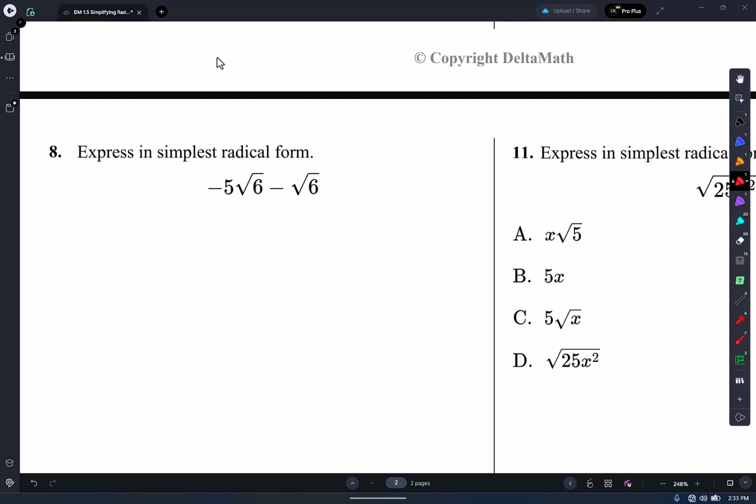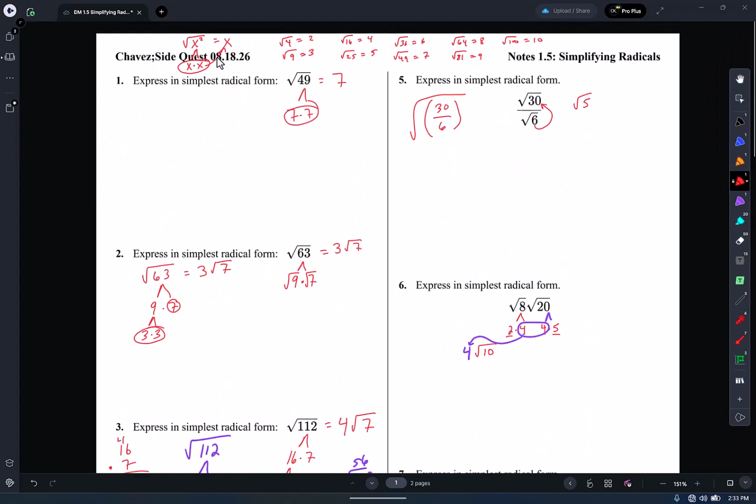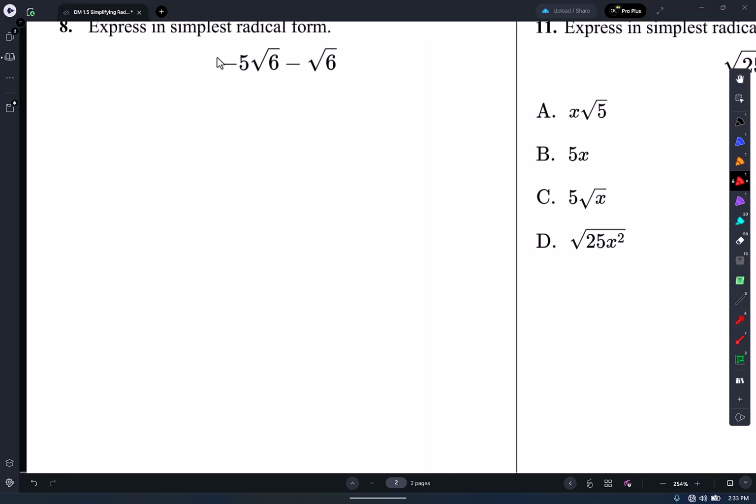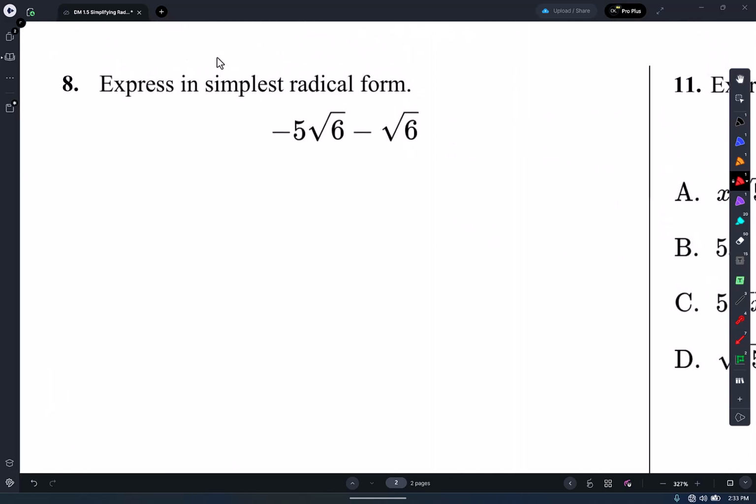All right, flip the page. I think we answered all the questions there, right, guys? Okay, go to the next page. It says express in simplest radical form. Negative 5 square root of 6 minus square root of 6. Put a 1 right in front of that square root of 6, like that. What is negative 5 minus 1? Yeah, that's it. Negative 6 root 6. Square root 6. Done.